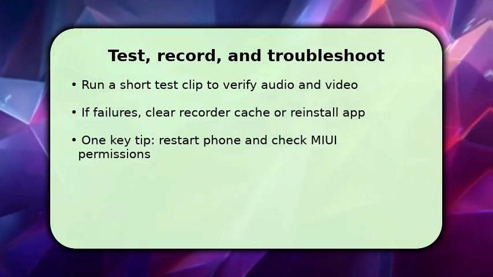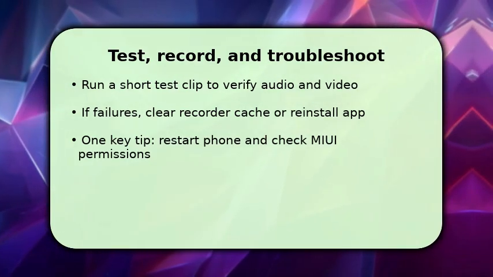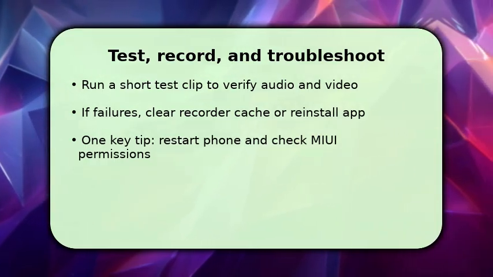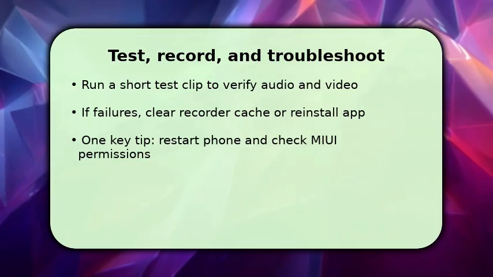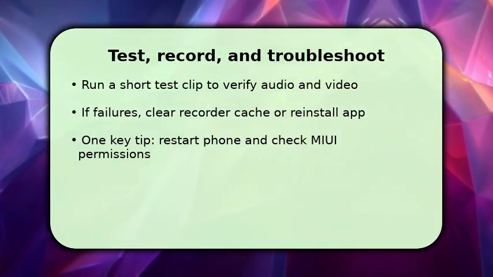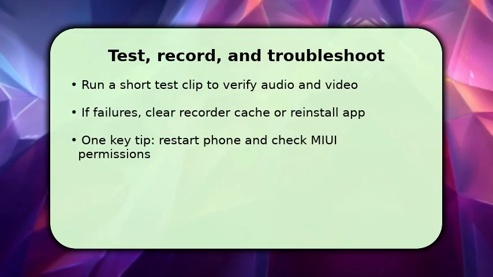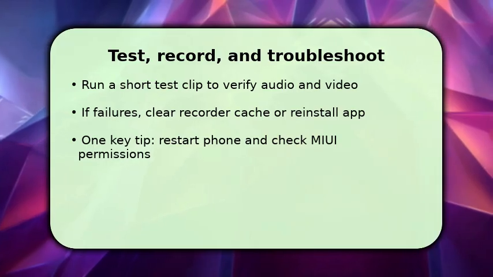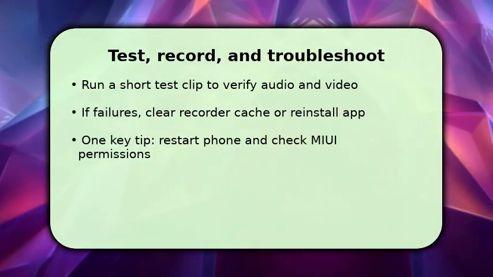If the recorder fails to start or files are corrupted, clear app cache and storage, grant permissions again, or reinstall the recorder. If problems persist, restart the phone and recheck MIUI-specific permissions like auto start and background activity. This often resolves mysterious kills. If you still have trouble, try a third-party recorder with the same settings to isolate the issue.